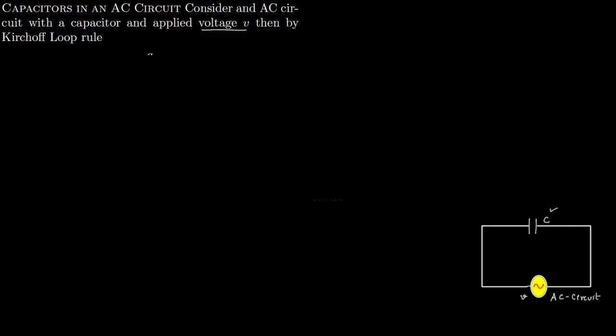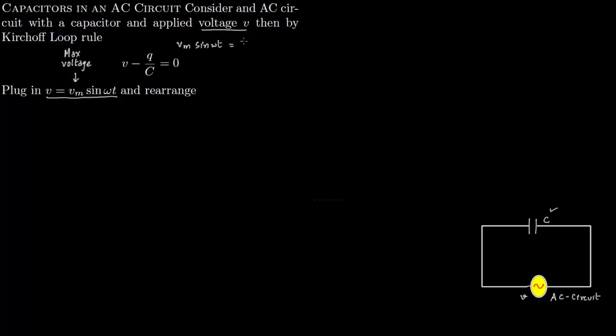Then by Kirchhoff's loop rule, we have V minus Q by C is equal to 0. So you now plug in V is equal to Vm sine of omega t. This Vm is the maximum voltage. So this equation becomes Vm sine of omega t is equal to Q by C. You multiply both sides by C and you get Q is equal to C times Vm sine of omega t.